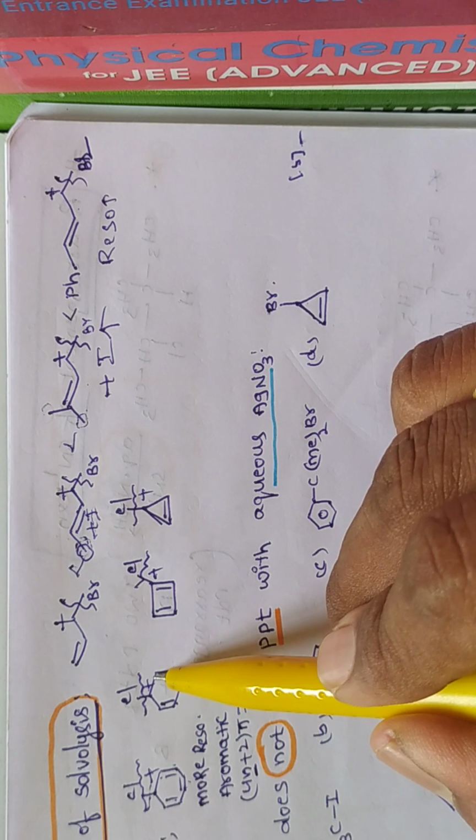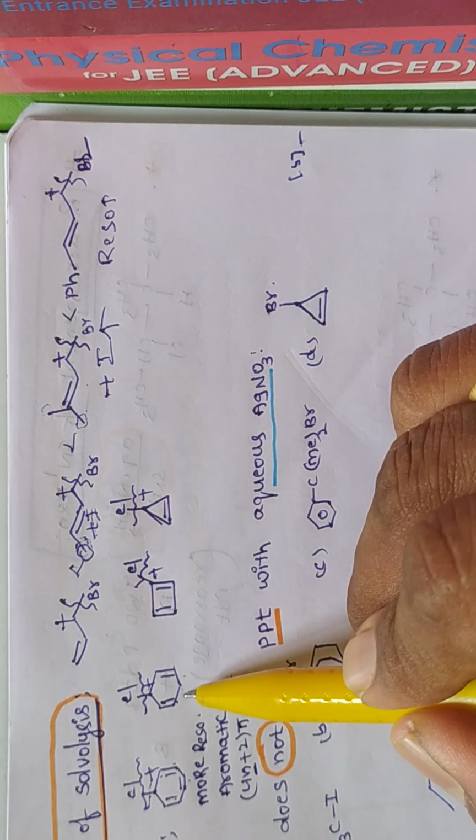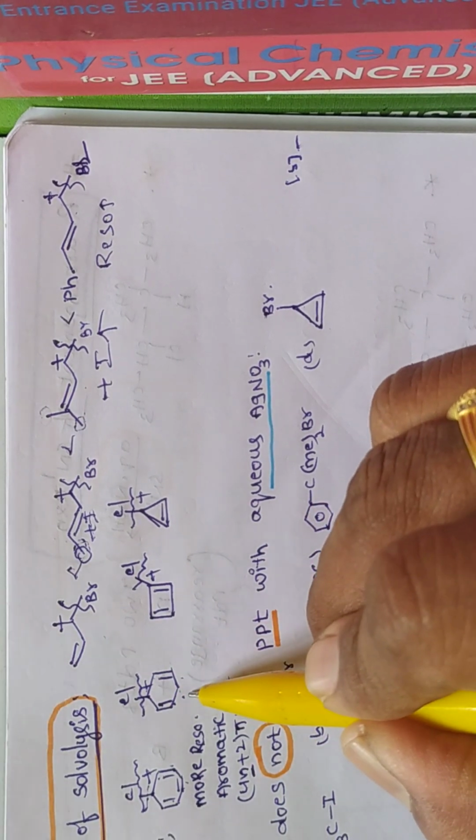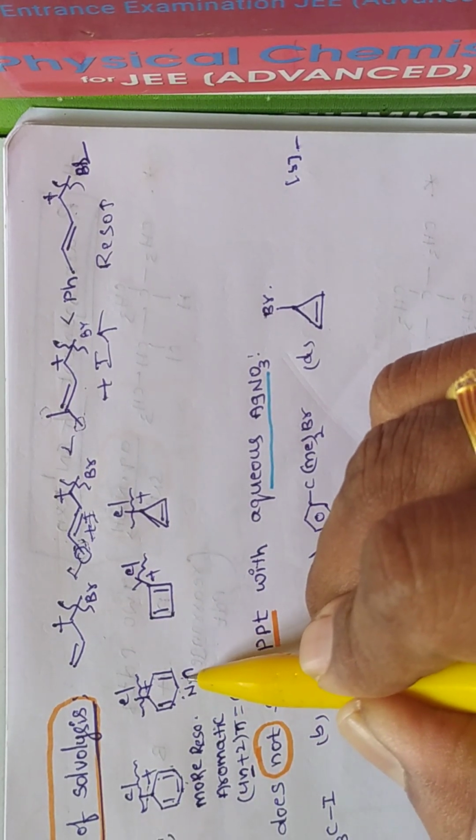Next, here positive charge, single bond, double bond, single bond, positive charge. Here conjugation is not there, so it is called a non-aromatic compound.